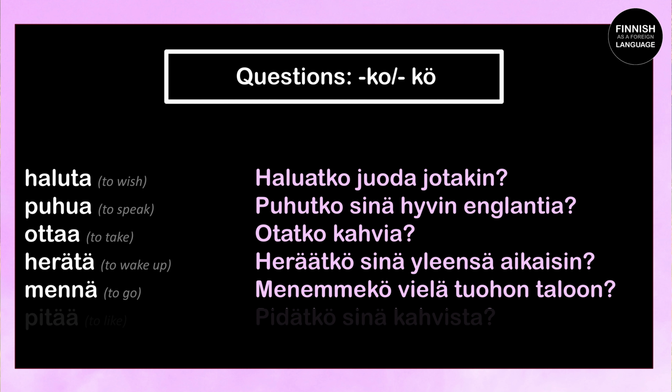Next one is menemmekö vielä tuohon taloon? Means do we still go to that house? So the verb here is mennä. Here we have a neutral vowel plus a front vowel. So that means we have to use the question marker kö here. Menemmekö vielä tuohon taloon? Do we still go to that house?